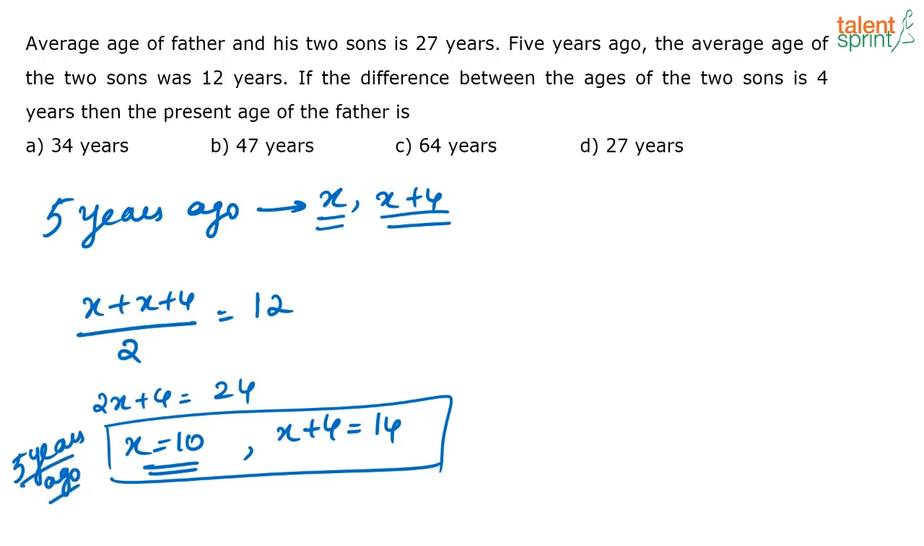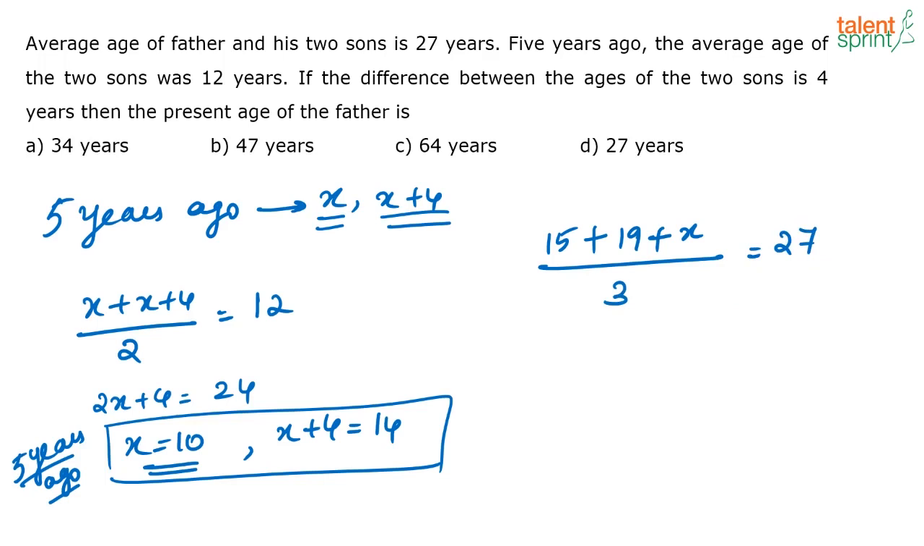Now, what are they asking in the question? Average age of the father and his 2 sons is 27 years. 5 years ago, the average age of the sons was 12 years. You have to find the present age of the father. So, presently, what will be the age of each of the sons? The first son will be 15 years and the second son will be 14 plus 5, that is equal to 19 years. Correct? Now, you have a father, let us assume his age is x, so x plus 15 plus 19 divided by 3 is equal to 27. From here, find out the value of x.